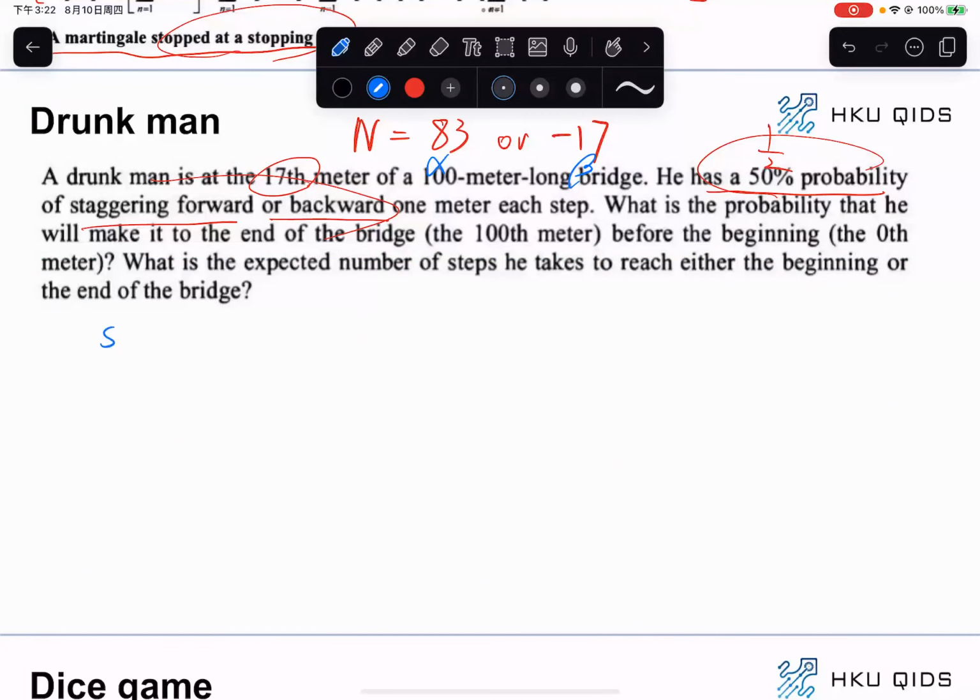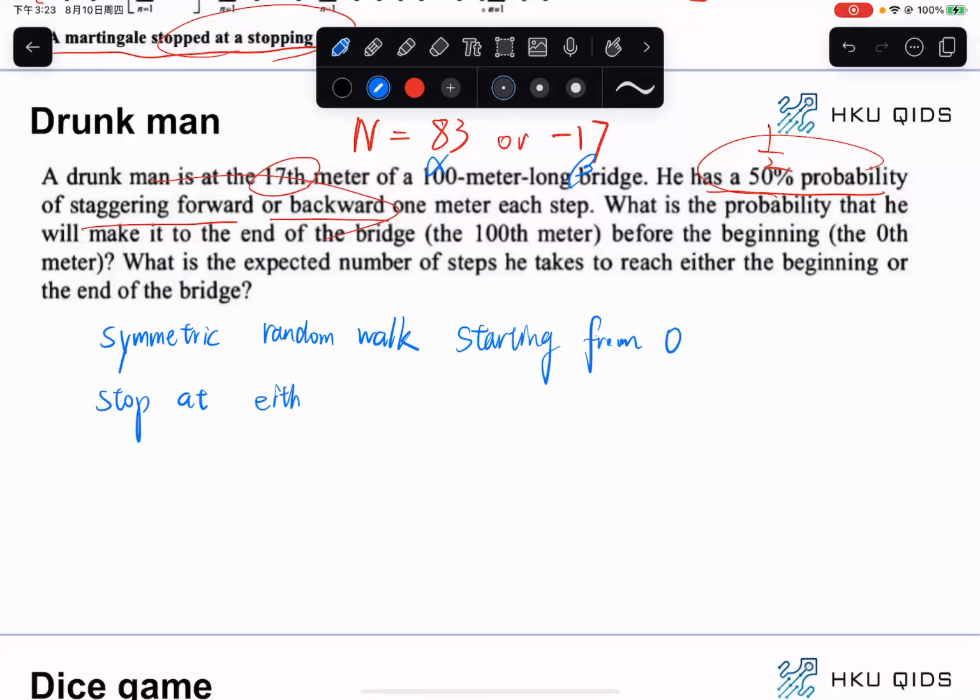If we have a symmetric random walk starting from 0, remember we showed starting from 0, okay? And we are going to stop at either alpha, which is a positive value, let's use a simple denotation, or negative beta smaller than 0.